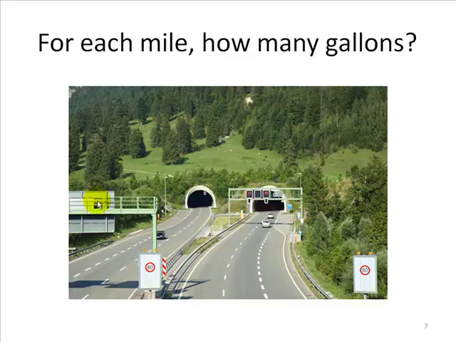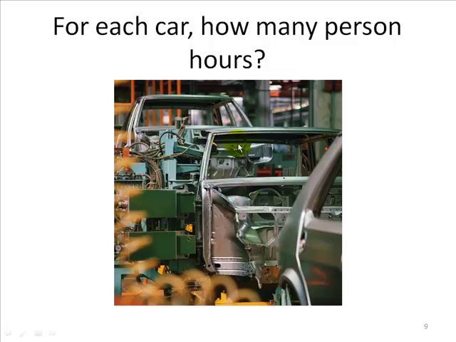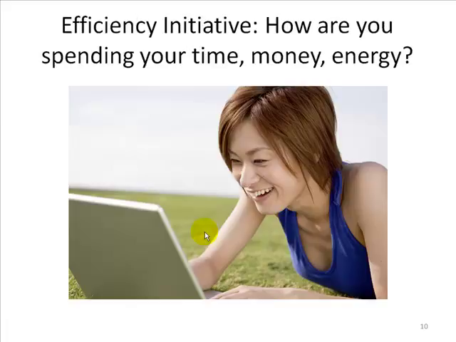for each unit produced. So, for example, for each mile, how many gallons? Now, usually we measure this in miles per gallon. But if our output is that we go for each mile, maybe each week, how many miles, etc. So, for each unit, how much input did it require? Maybe a 30th of a gallon, for example. For each disc, what was the cost of production? For each car, how many person hours? Now, thinking of your efficiency initiative, how are you spending your time, money, or energy?